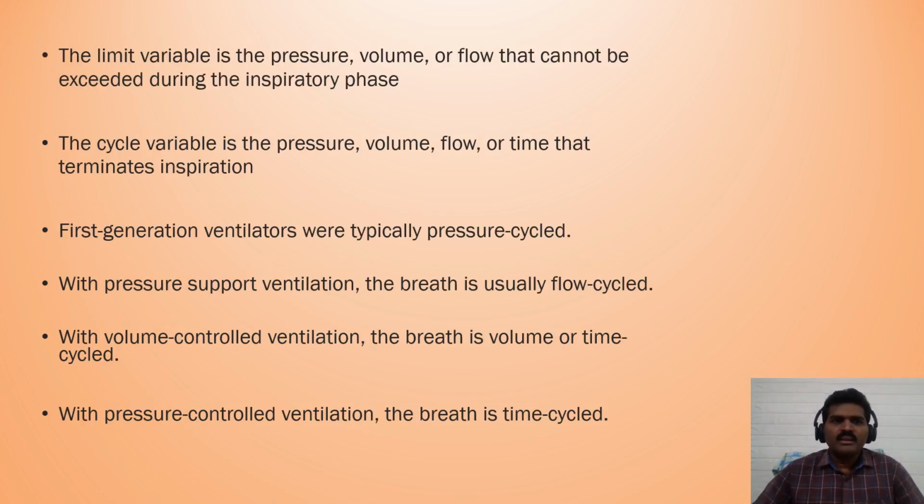The limit variable is the pressure, volume, or flow that can be exceeded during the inspiratory phase. The cycle variable is the pressure, volume, flow, or time that terminates the inspiration. First generation ventilators were typically pressure cycle ventilators. With pressure support ventilation, the breath is usually flow cycle. With volume controlled ventilation, the breath is volume or time cycle. With pressure controlled ventilation, the breath is usually time cycle.